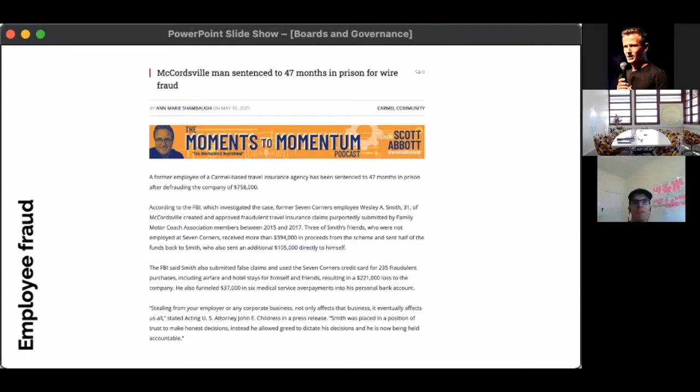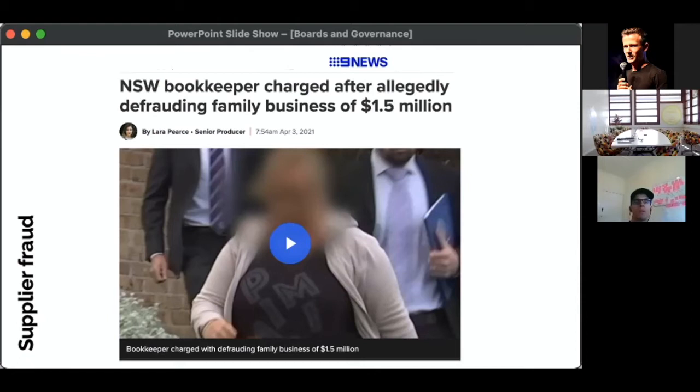And again, you need good governance to be able to detect, prevent, and discourage this type of behavior. But same with suppliers. So in this case, again, just a recent one from April this year, a New South Wales bookkeeper was charged after defrauding some of her clients, like one business of 1.5 million. And some of the work I used to previously do in law enforcement, this was a really big issue with accountants actually defrauding their clients.